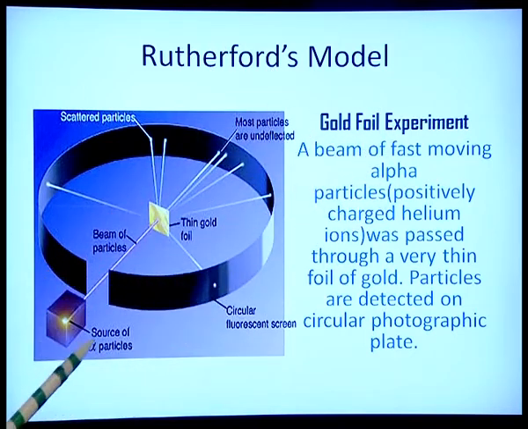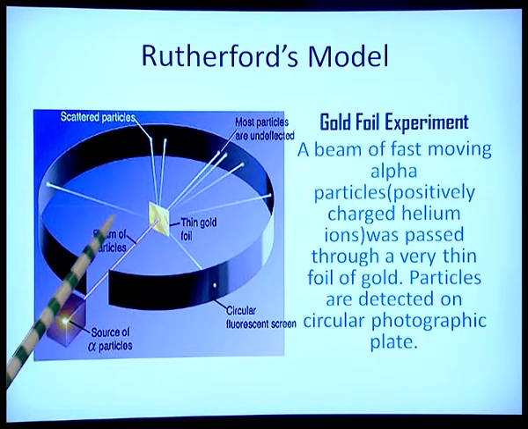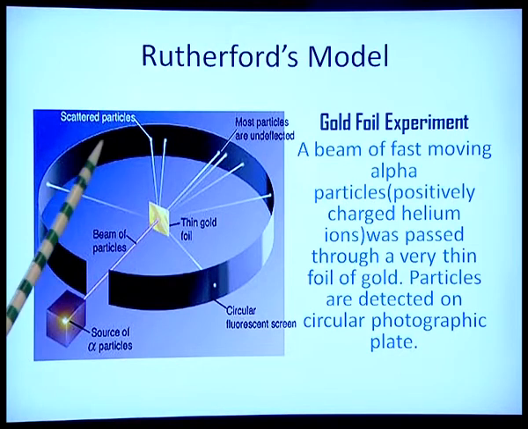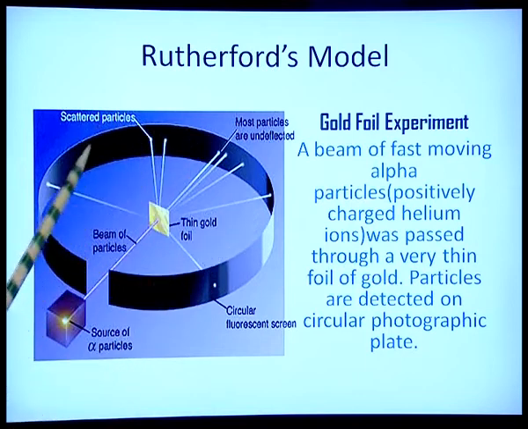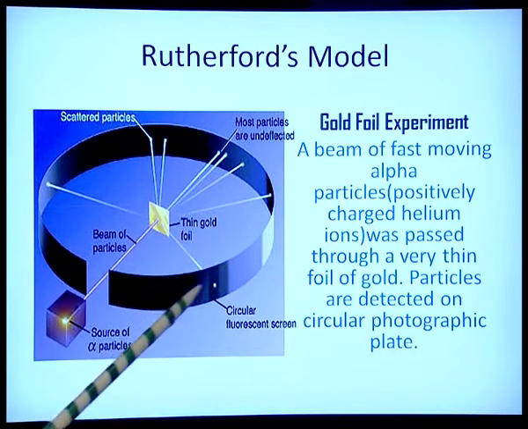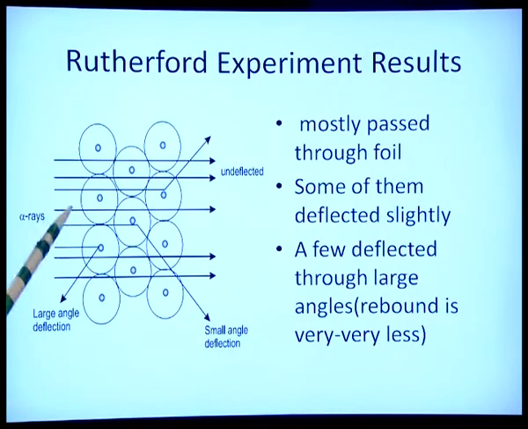In this experiment, a beam of fast moving alpha particles, positively charged helium atoms, was passed through a thin foil of gold. Particles are detected on the circular path. This is a circular photographic plate. You can see it on the screen. Let me come to the results.